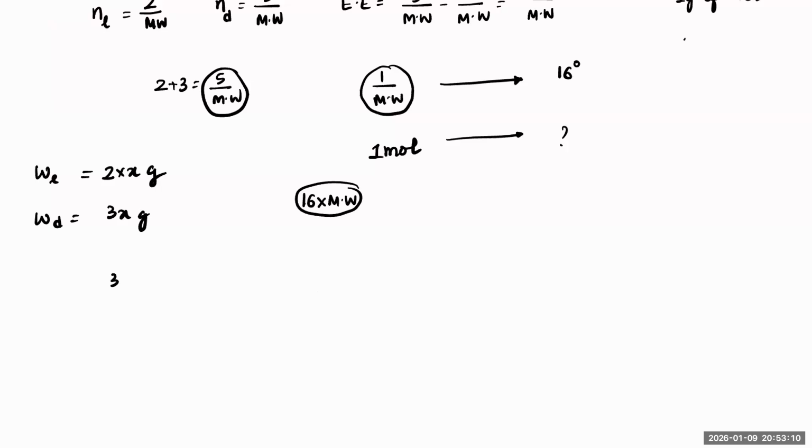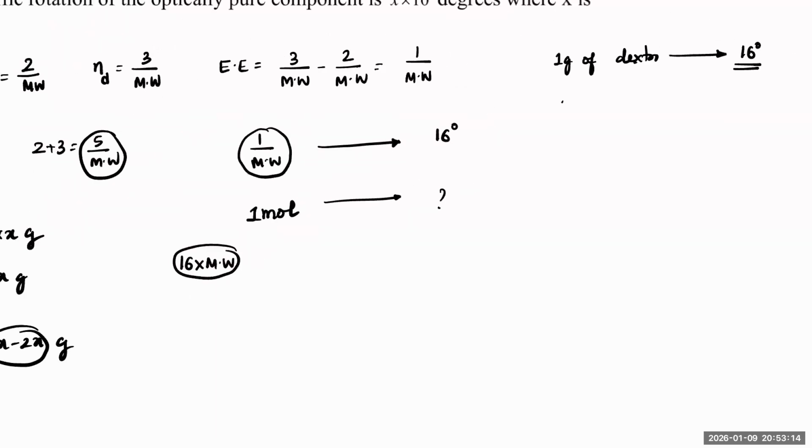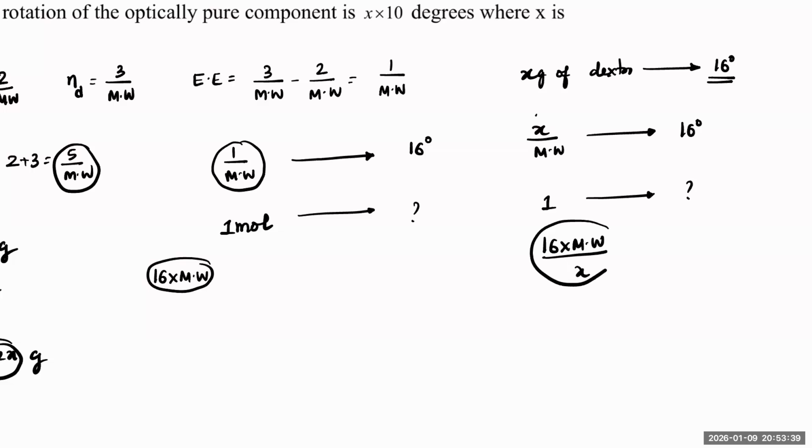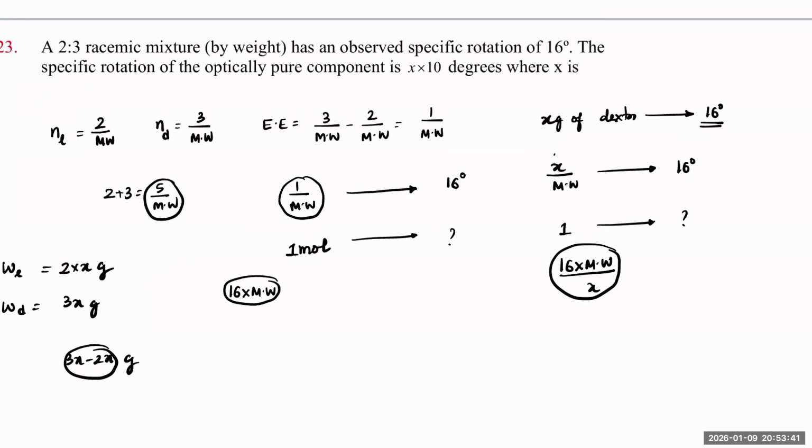Okay. So I can say 3x minus 2x grams here, correct? So I can say this is not 1 gram, basically it is x grams. So for x grams, I can say it is 16 degrees. So in that case, x by molecular mass is what is giving us 16 degrees. Correct. X by molecular mass is giving 16 degrees. So 1 mole will give you how much? So 1 mole will be 16 into molecular mass by x amount. Correct. This much will be the rotation you will get.